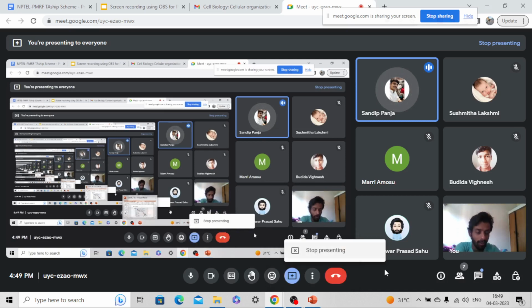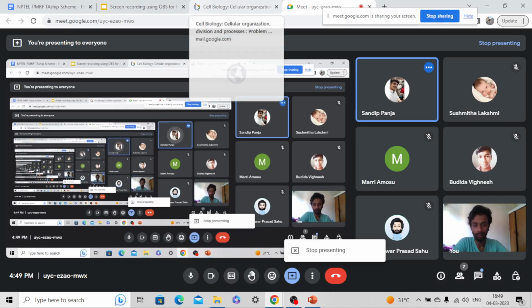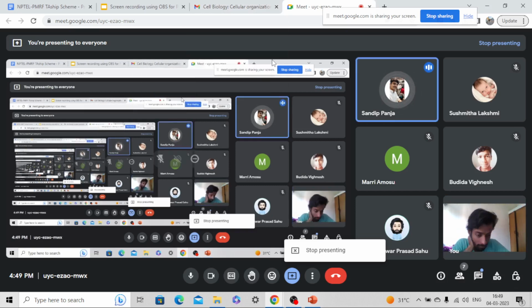Your voice broke down in between, so I could not listen. Is it visible now? Yes. So I just mean that in the end step there are four cells. Two have recombinant and two have non-recombinant. Yes, perfect.